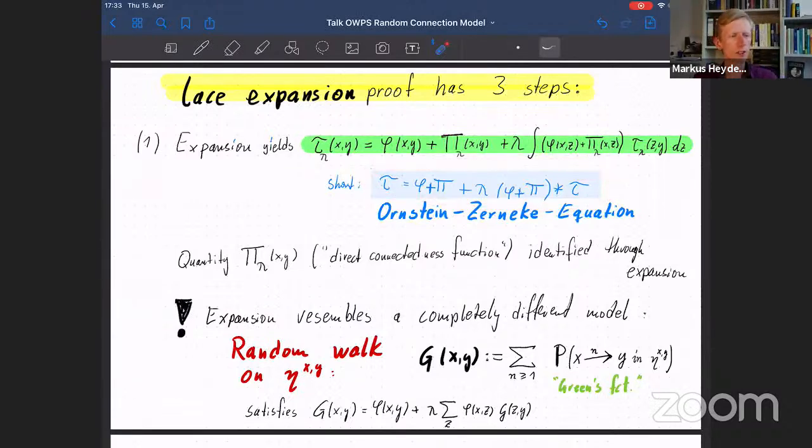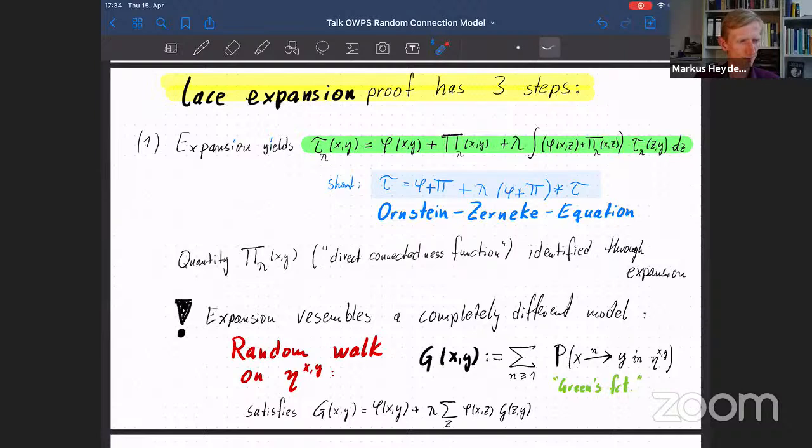Identities of this type are known in the physics literature as the Ornstein-Zernike equation, and physicists can analyze this with non-rigorous but exact methods. In the physics literature, this quantity pi is called the direct connectedness function, which is a bit misleading here because direct connections are by the phi and the pi are not direct connections, but this is a terminology which originated in different models and which comes together here in a somewhat unfortunate way. And we often call it just lace expansion coefficients, and this pi is identified as part of the expansion.